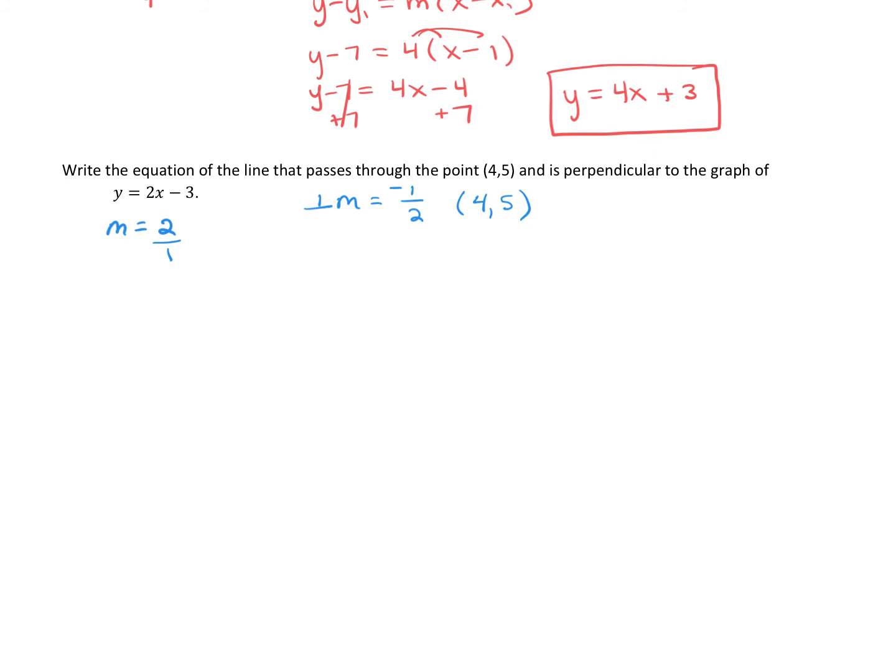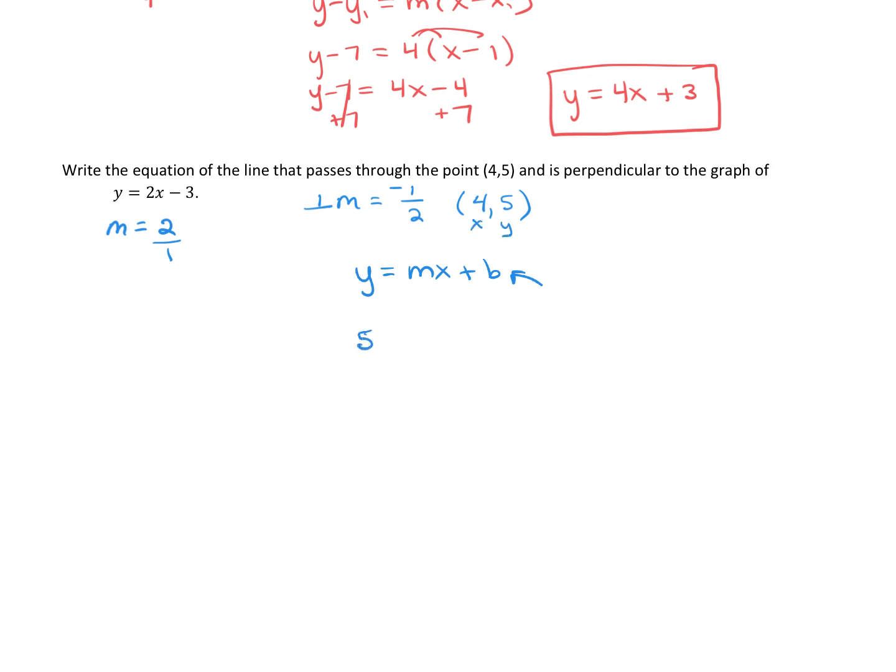Okay, so is this the y-intercept? It is not the y-intercept because this needs to be a 0. Your x needs to be a 0, which means we don't know the y-intercept. So we're going to plug into y equals mx plus b form and solve for the y-intercept. We're going to use the x and the y from our ordered pair.